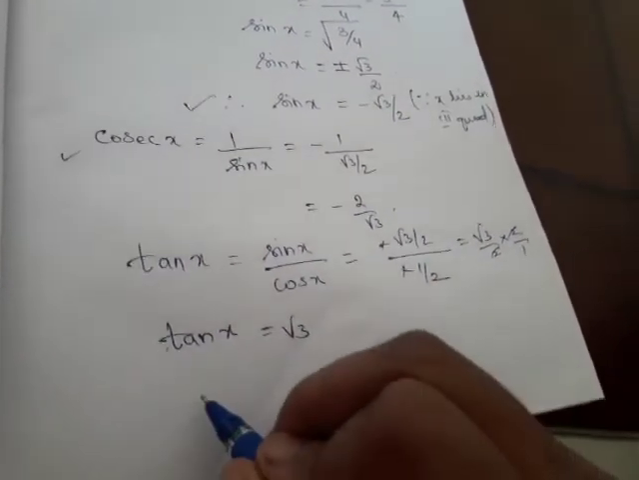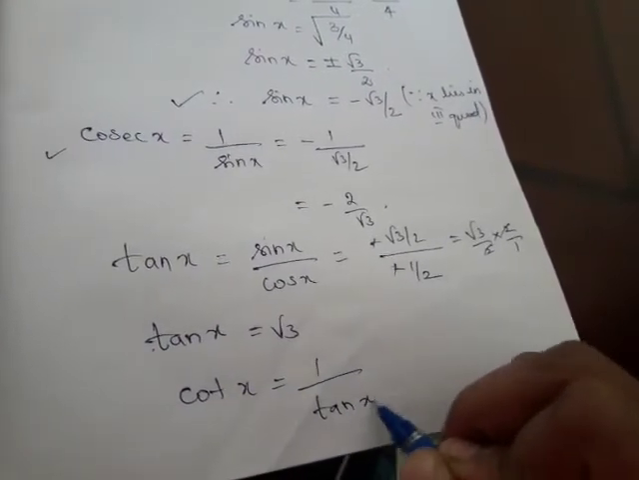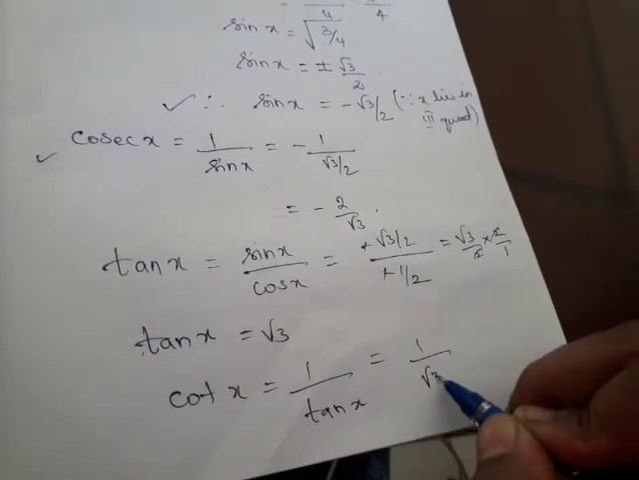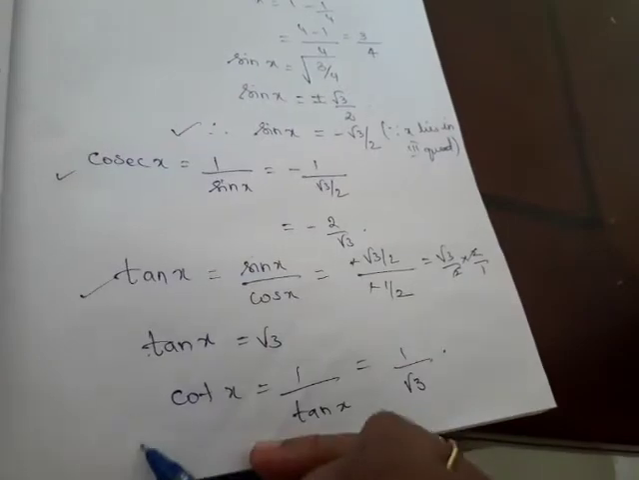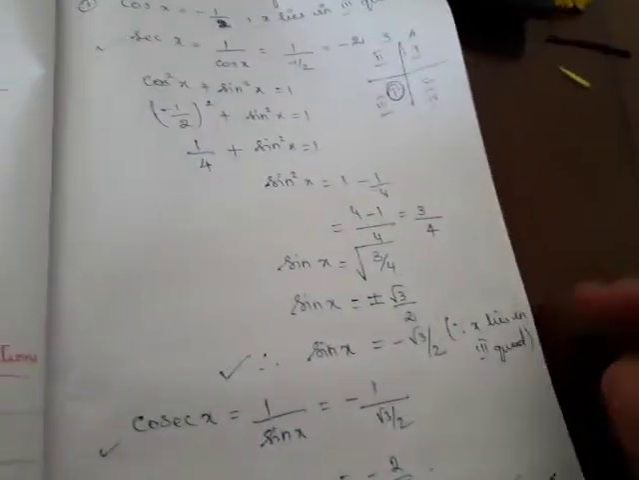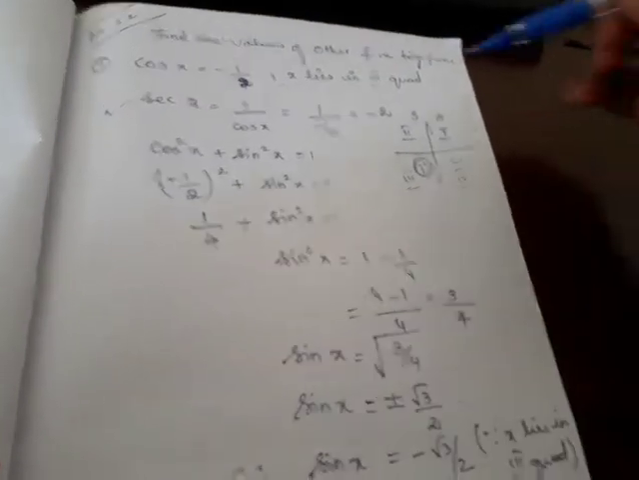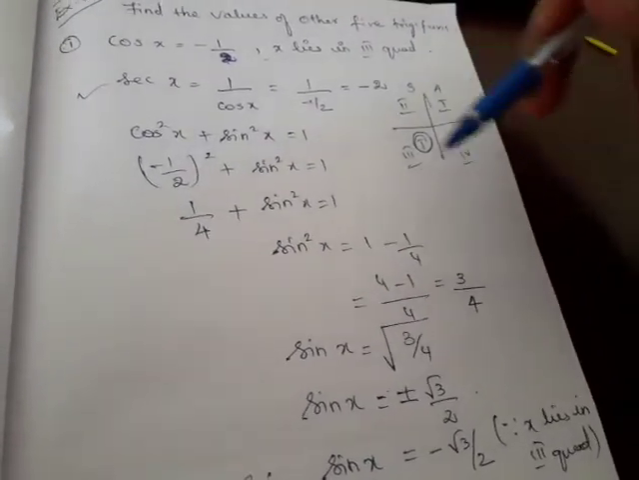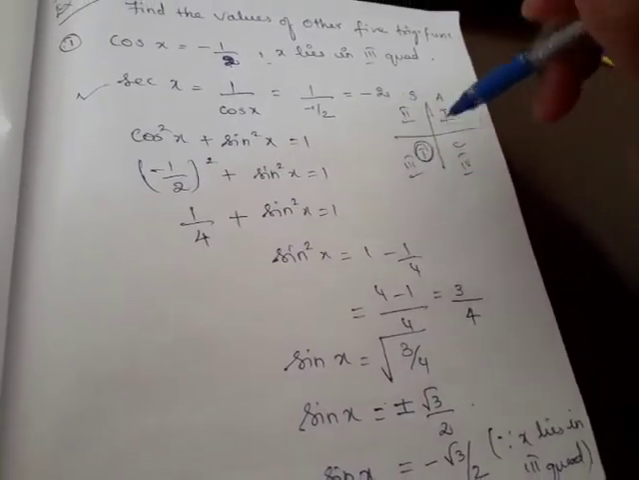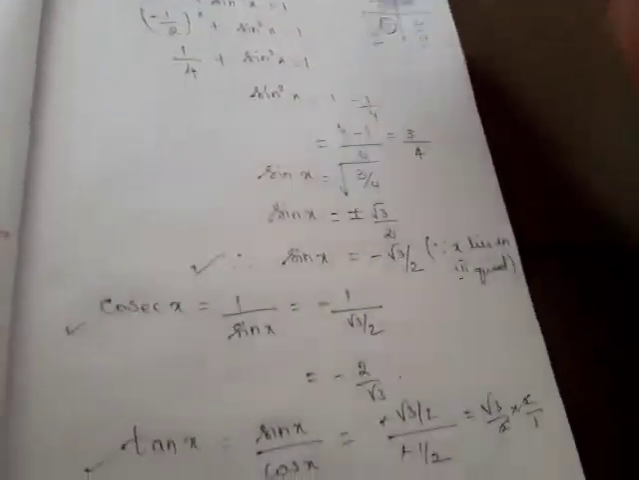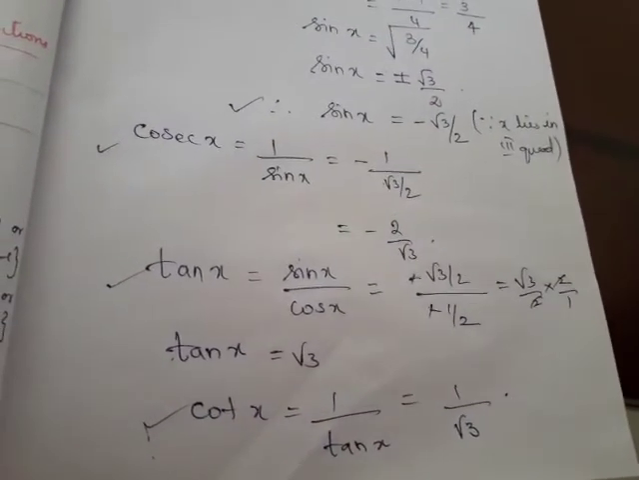Now once you know what is tan x, we can find cot x. Cot x is 1 by tan x, which is equal to 1 by root 3. Right? Thus we found all the remaining 5 trigonometric ratios. Right? This is very easy. You can proceed with the problem. Only thing is you have to analyze the sign of the given trigonometric function using this: All Silver Teacups. Don't forget this. Then you can easily solve the problem. Hope you understood. Let us move on to the next question.